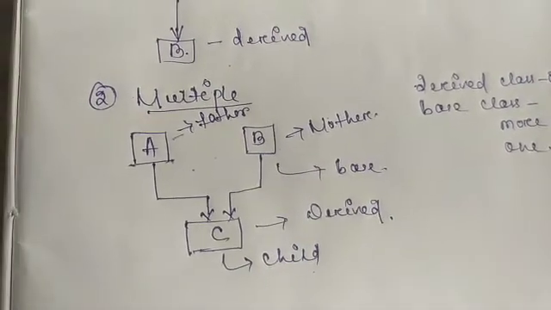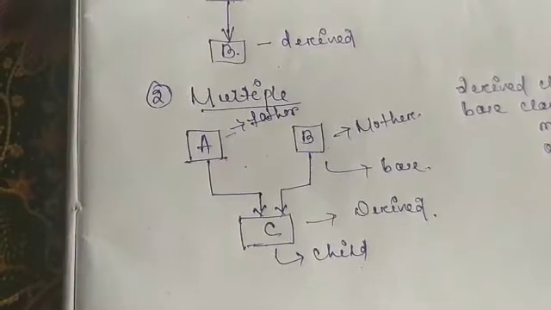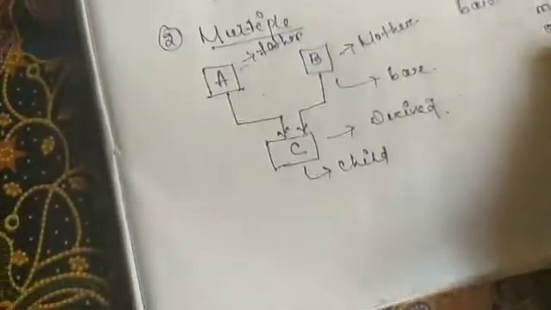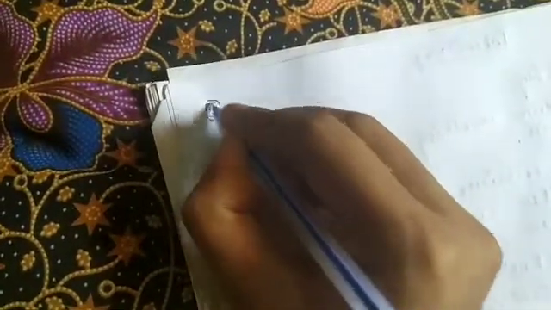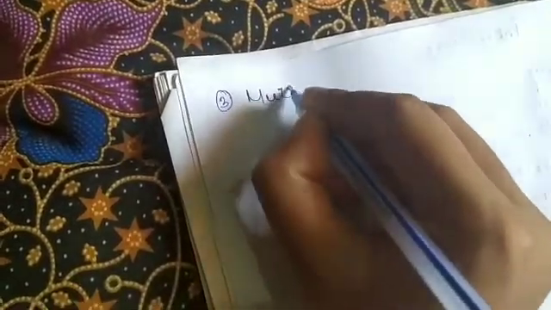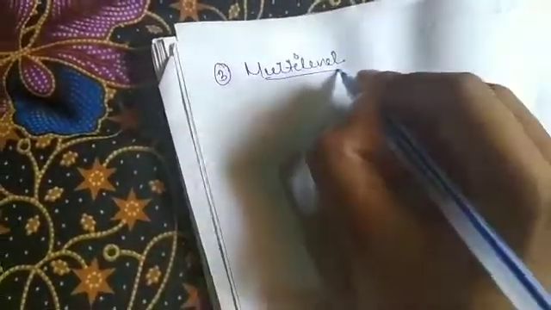The third one is multi-level inheritance. Multi-level inheritance means like this.